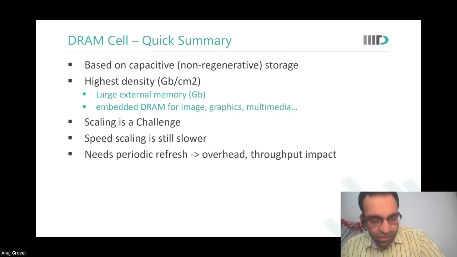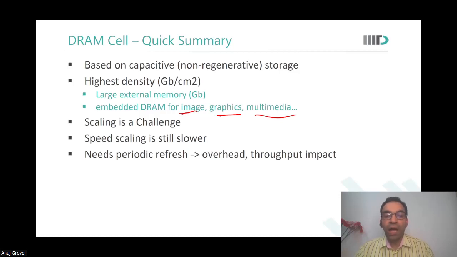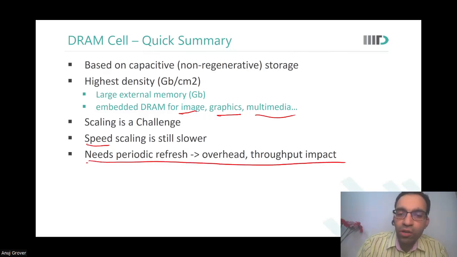So until now, what we have seen is that the DRAM cell is based on capacitor storage, which is non-regenerative in nature. It has very high density to boast of, gigabits per centimeter square. And therefore, for imaging processors, graphics processors, or multimedia processors, there is a huge on-chip DRAM that we are talking about. However, there is a challenge in scaling the DRAM capacitors, and the parasitics become more and more important as we go to advanced technologies. So speed takes a hit. And for DRAM, you definitely need periodic refresh.